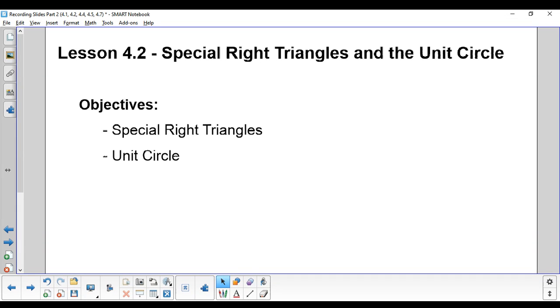Today we're going to be taking a look at lesson 4.2, but we're going to be looking at this lesson through the lens of special right triangles and the unit circle. So this will be your introduction to the unit circle and how the unit circle connects to two special right triangles you learned in geometry. Let's get started.